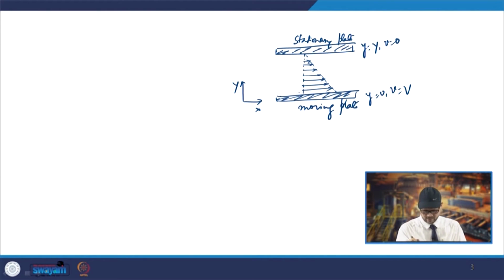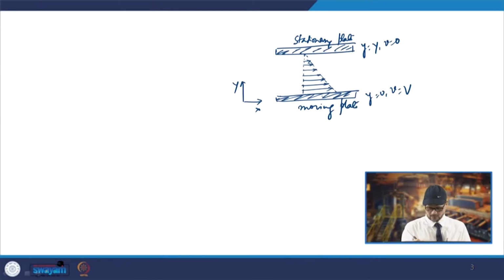Now, the lowermost fluid layer will be gradually transferring this momentum to the upper fluid layers, because the upper fluid layer is in contact. Initially there will be some unsteady kind of situation, and then after sufficient time a steady state is reached, and then you can have this velocity profile. At that time the fluid velocity will not change with time. So, this kind of velocity profile you will be getting.